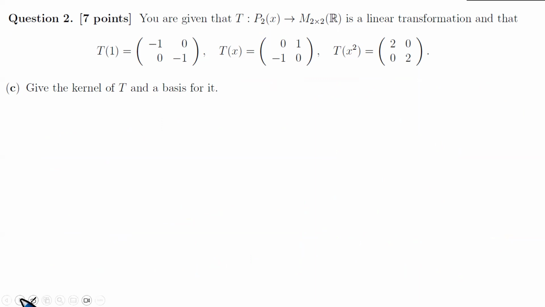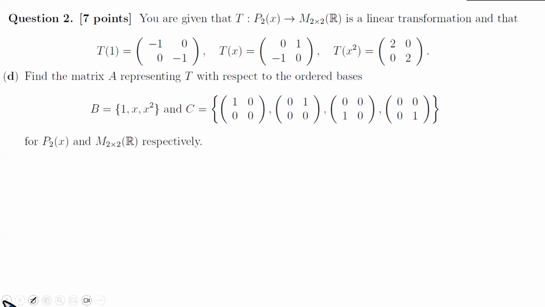Right, so the next point is part D. In part D, they need to find the matrix A representing T with respect to the ordered bases for P2 of X and M22R, respectively. So in other words, now there are two ordered bases. The basis for P2 of X is this one, and this is the basis for the M22R.